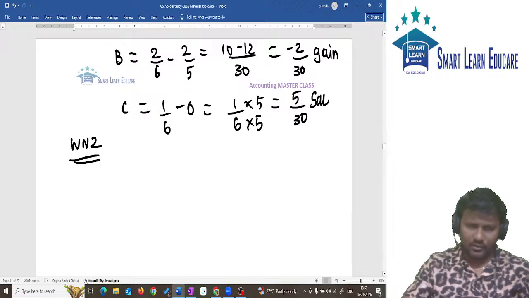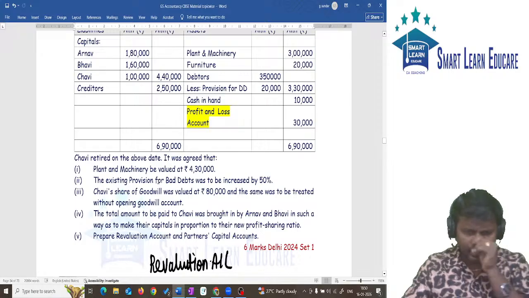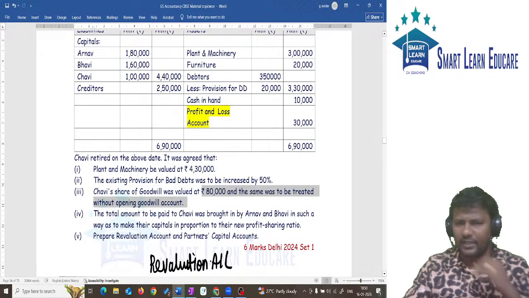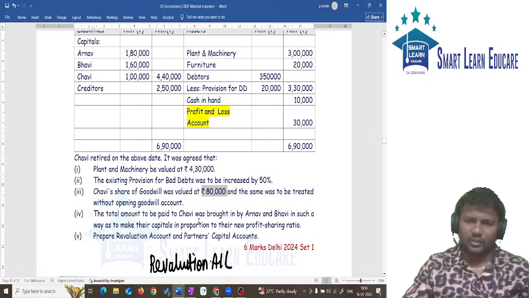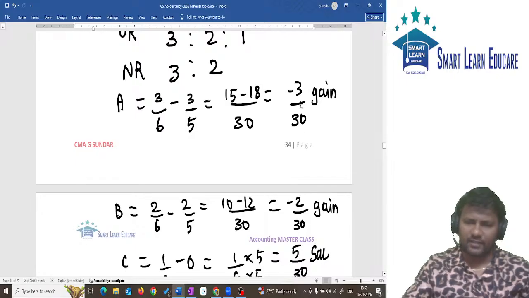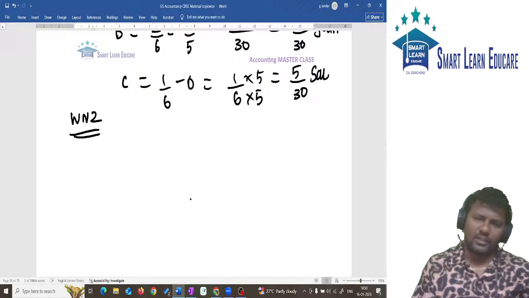What is given for goodwill in the question? C's share of goodwill is given. Okay, C's share of goodwill is 80,000. So in what ratio should we share the 80,000? In the sacrificing ratio. What is the sacrificing ratio? 3:2. So now the journal entry for goodwill.